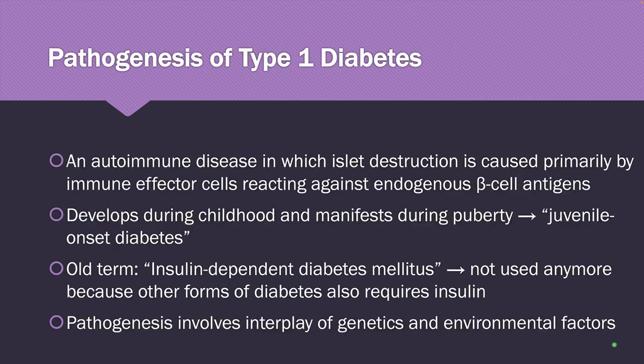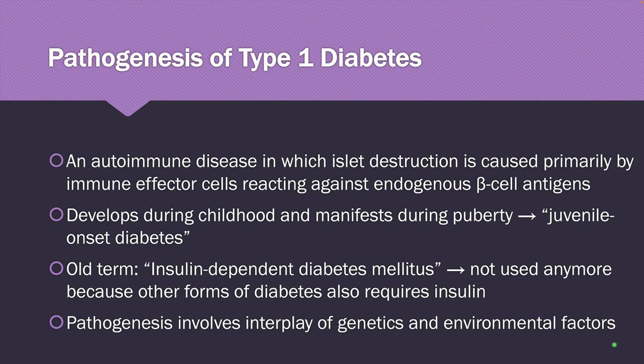Now, let's discuss the pathogenesis na of type 1 and type 2 DM. So, for type 1 DM, as I mentioned earlier, it's due to autoimmune disease in which you have islet destruction due to immune effector cells reacting against endogenous beta cell antigens. So, this manifests usually during childhood. Kaya the initial term na ginagamit for this is juvenile onset diabetes, pero hindi na siya ginagamit. Pati rin yung term na insulin-dependent DM, hindi na rin ginagamit kasi other forms of diabetes would also require insulin.